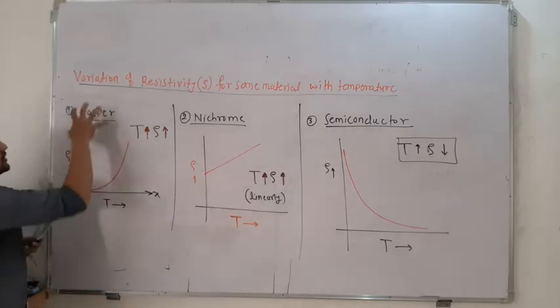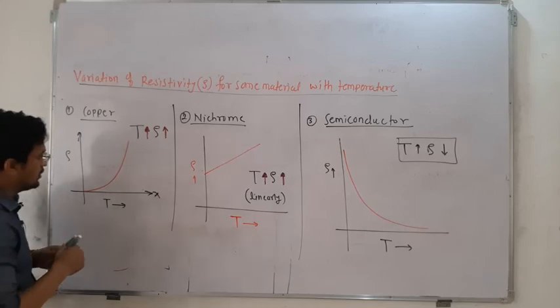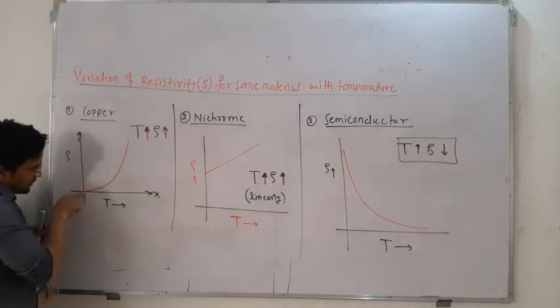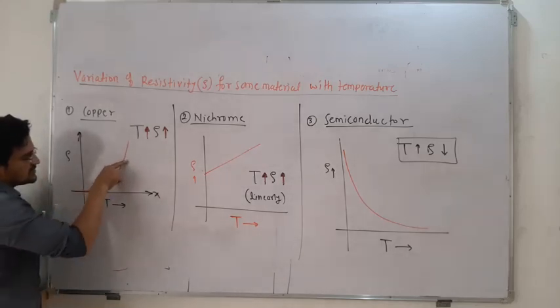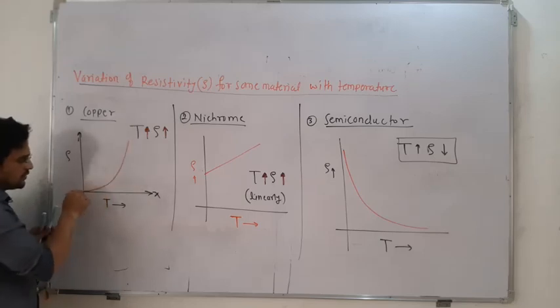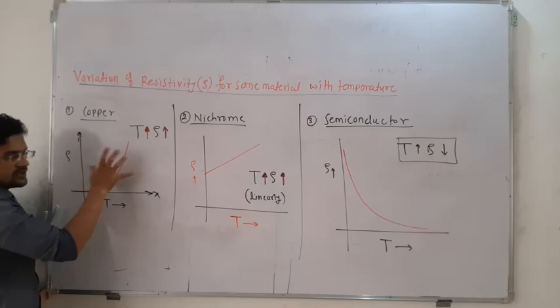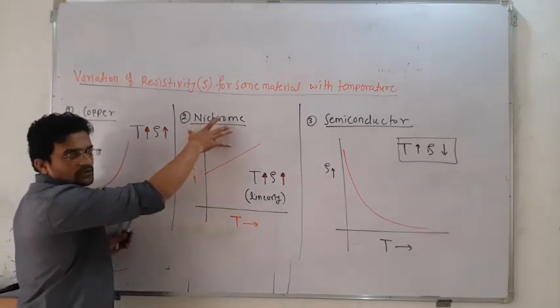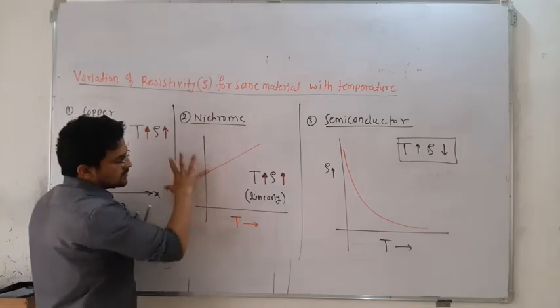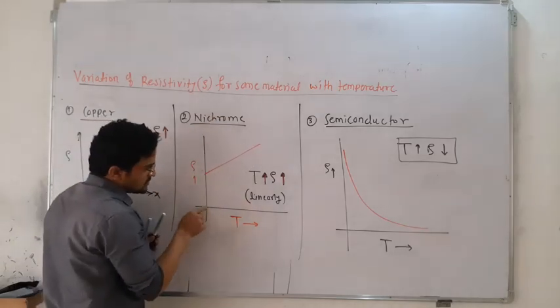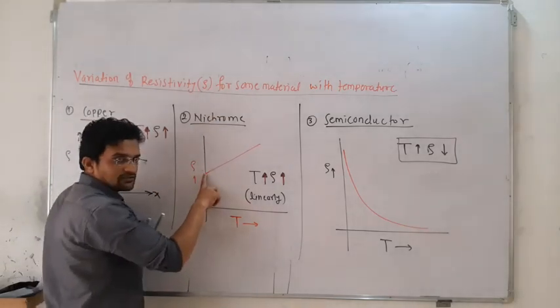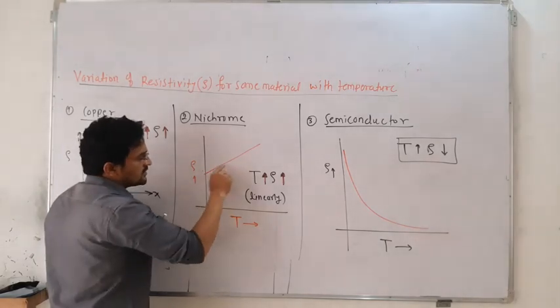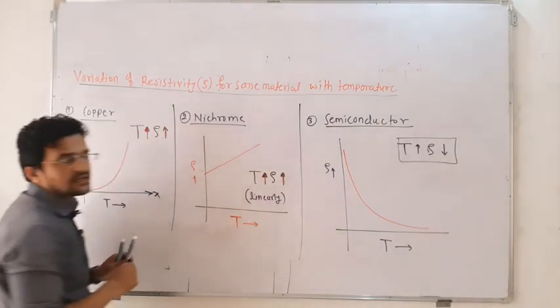Now if you consider copper or any metal, and if the temperature increases, resistivity also goes on increasing. Here it is a smooth curve, but not linear. So this is the nature of the graph. And then for nichrome, if a nichrome wire is there, this will be the nature. Initially there is some resistivity, and after that as the temperature increases, resistivity also goes on increasing.